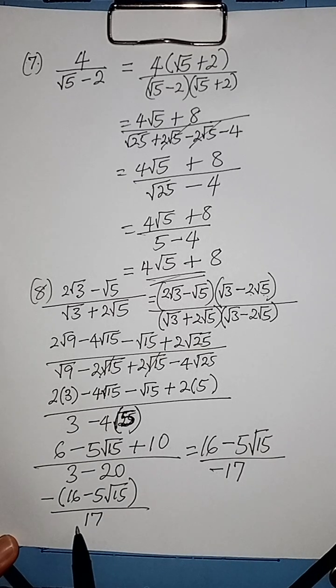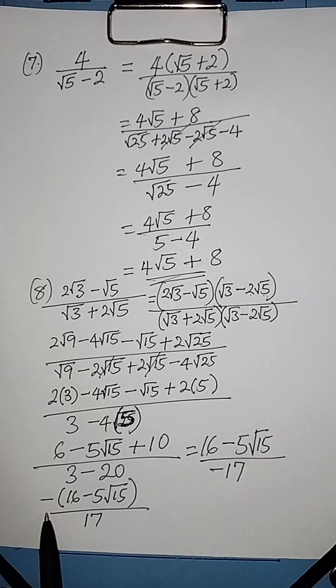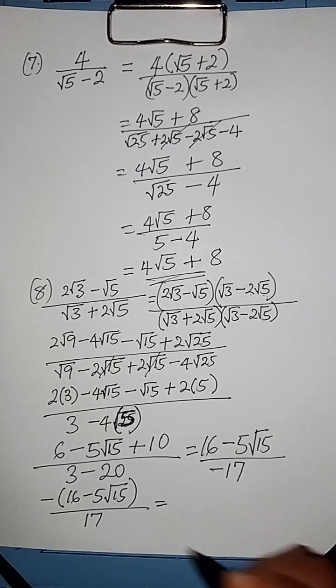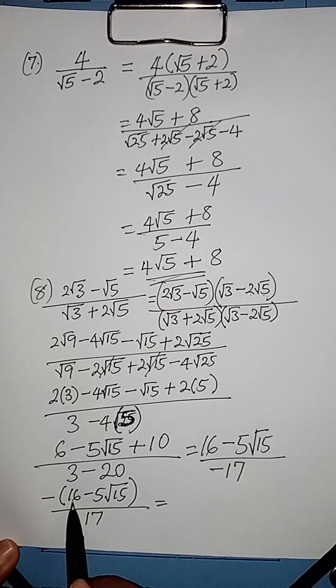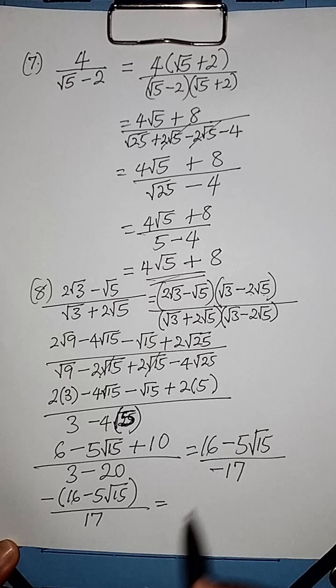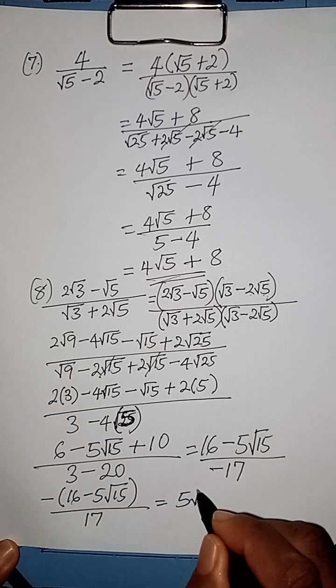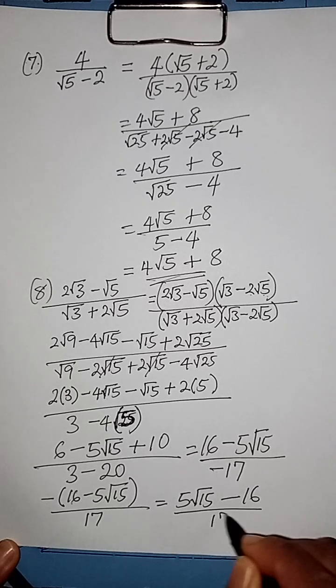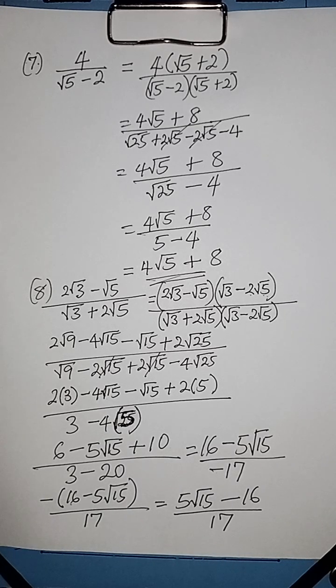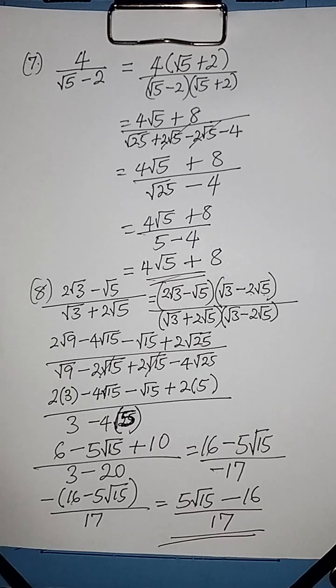Here, there's no more the minus sign at the denominator. It has moved to the numerator. It's possible for you to do it that way. That's math for you. And then when you multiply, minus times this will become minus 16. Minus times this will become plus 5 root 15 minus 16 divided by 17. That is the answer to the question. That's a neat solution.